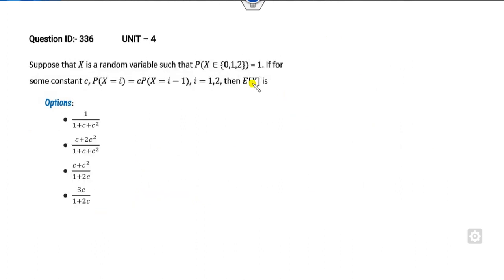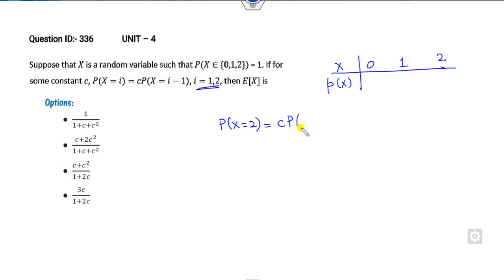Okay, look at this one. So x is a random variable, so it's a discrete problem. You can see x has values 0, 1 and 2. And what about their probabilities? That's very simple. You have to find the expected value. Here i is 1 and 2. So the probability of x equal to 2 is nothing but c times the probability of x equal to 1. The probability of x equal to 1 is c times the probability of x equal to 0. That's over.